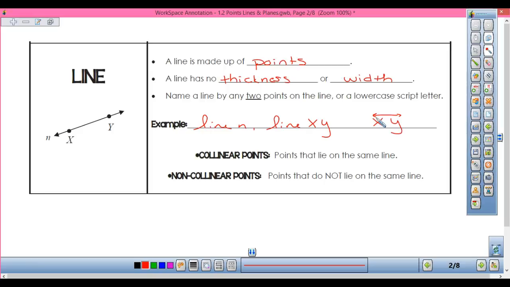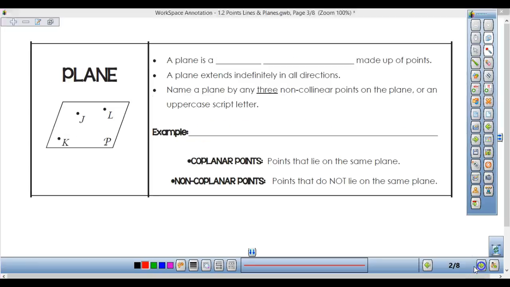Alright, collinear points are points that are on the same line. Okay, if they're non-collinear, then they're points that aren't on the same line. Not so bad, right? So far, so good? I'm sorry, today's super boring, but it gets better, I promise.